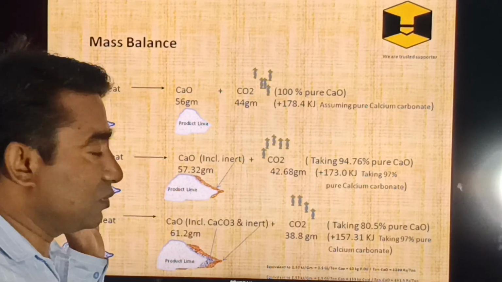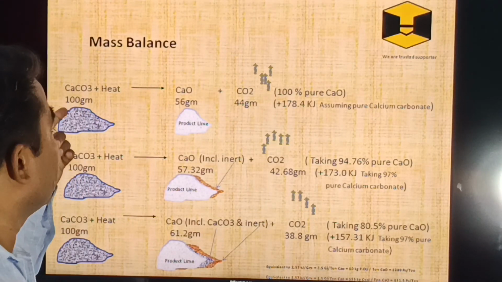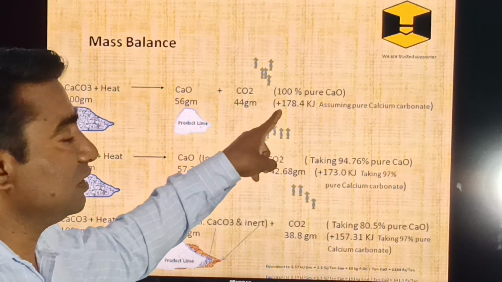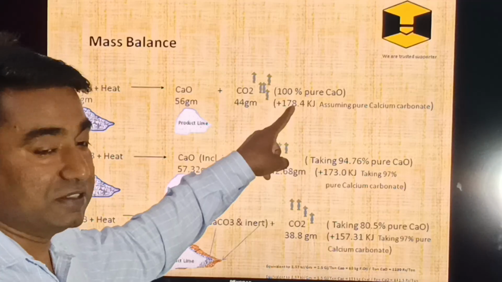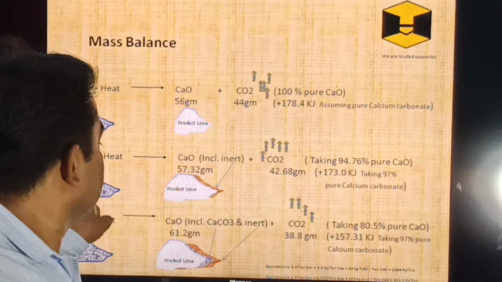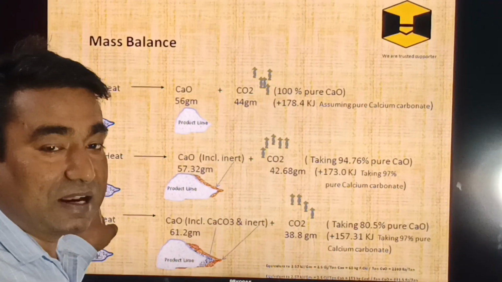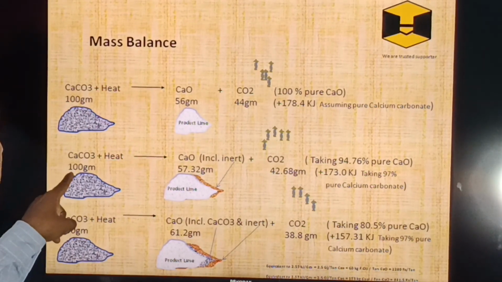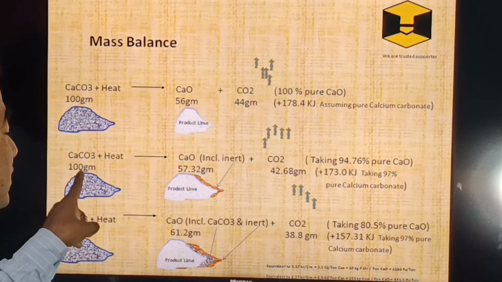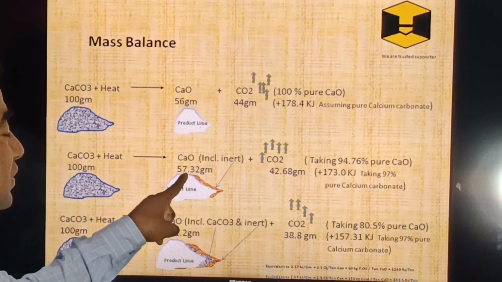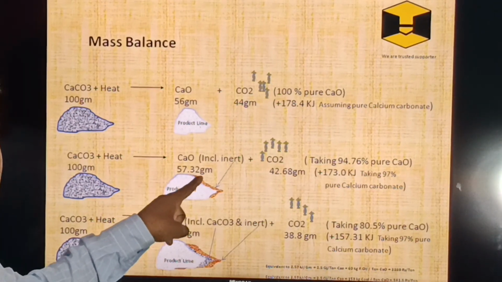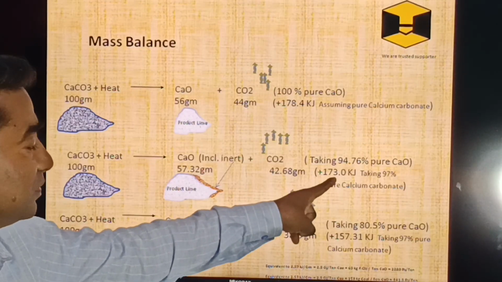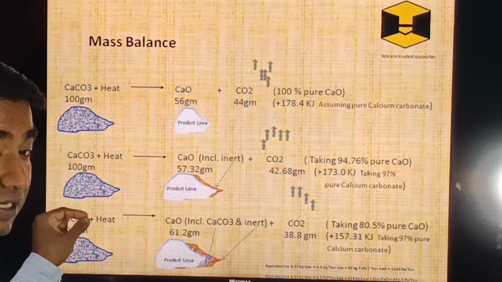So these are the reactions. 100 gram of calcium carbonate yields 56 gram calcium oxide with the use of this much energy. This is the theoretical one, but usually the raw material is 97% pure. So it has been seen that 100 gram of calcium carbonate will yield 57.32 plus the carbon dioxide, and the energy requirement will be this much. So this is the theoretical one.